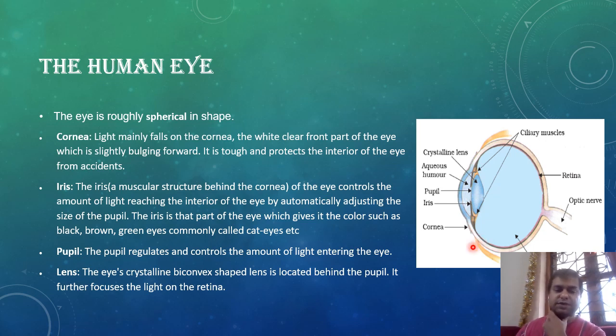And what does it do? It focuses the light on the retina. See, this is the retina, which is responsible for image creation and for us to understand what we are looking at. So before the image falls on the retina, it has to go through the lens. The lens is what actually focuses the light, and of course the image, onto the retina.